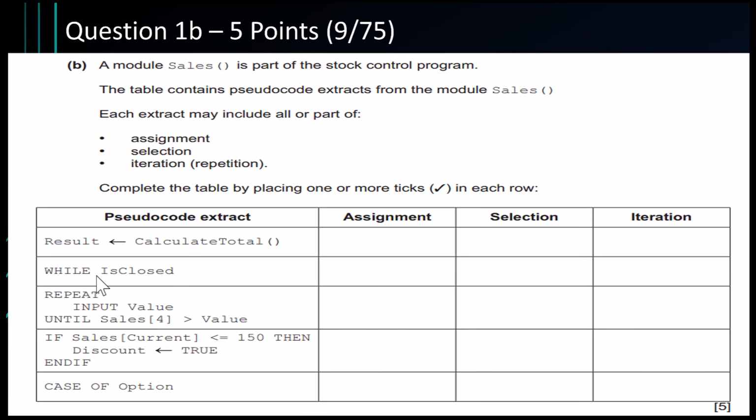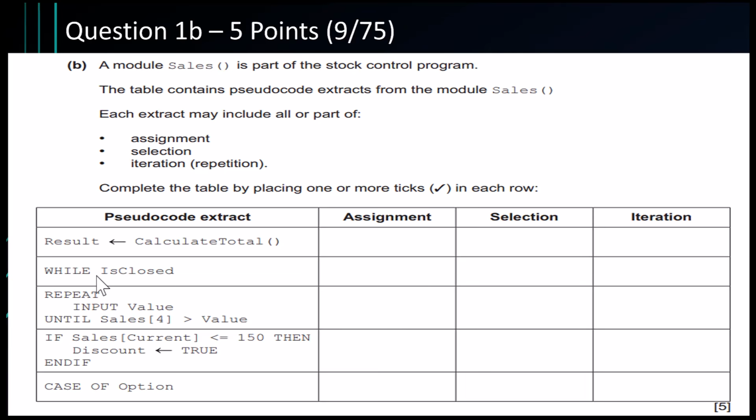So if I have input value, whatever the user types in, I'm assigning to the variable value. Then we have selection. There are 2 types of selection statements. These are going to be your if-then statements, and it's also going to be your case statement. So we want to be on the lookout for those. And then your iteration is a fancy way of saying loops. We're looking for those loop keywords.